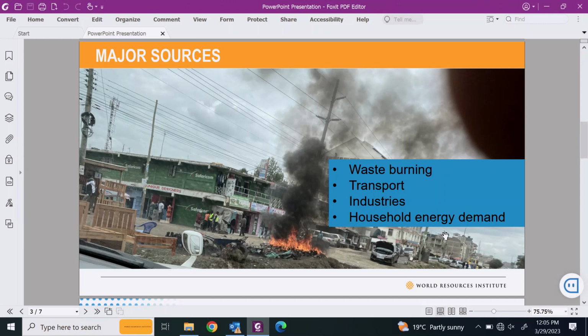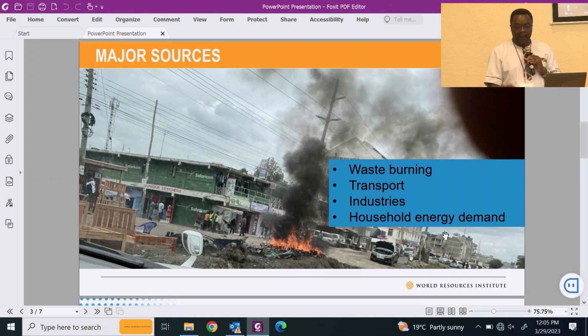Some of the major sources of air pollution in the region, and that awareness I think cuts across most countries in the region or in Africa. Some of the major sources of air pollution, most people say transport is one of the biggest sources. But if you think about most of the African cities, I would say waste burning and transport are almost at par. Transport really does impact transport hubs, major highways, but waste burning is more of an area emission source.